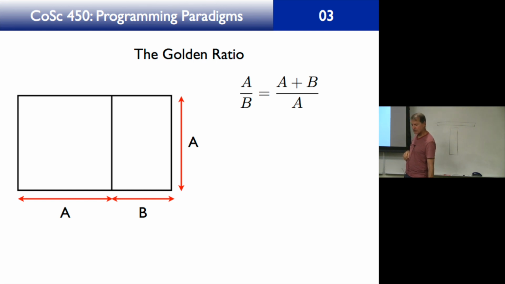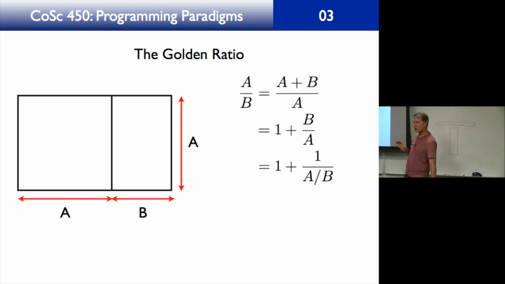What's another way of writing A plus B over A? Instead of taking out the common denominator, what do we have? 1 plus B over A. And now, let's divide the top and the bottom of the fraction part by B. So what would we have? 1 plus 1 over A over B? Okay, good. 1 plus 1 over A over B.